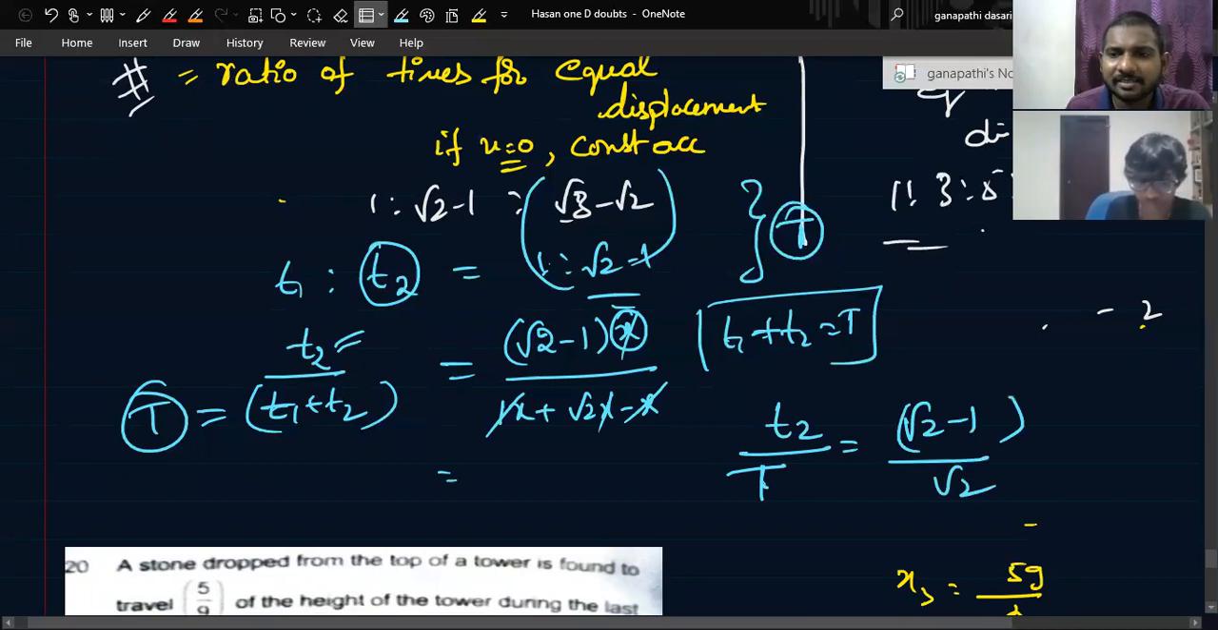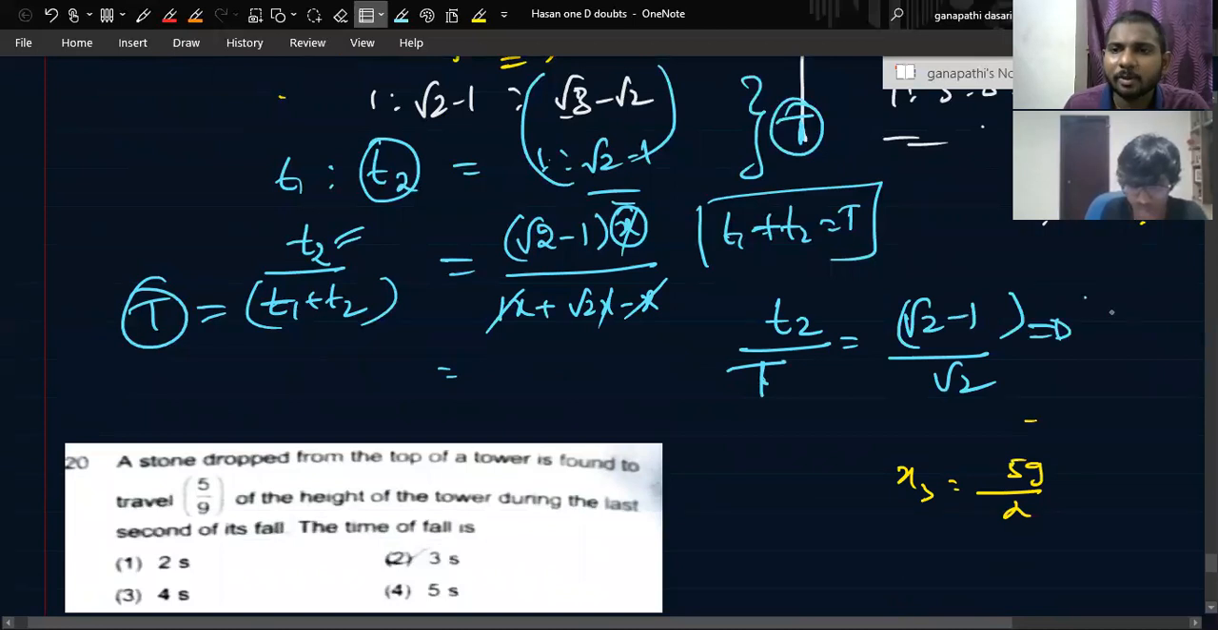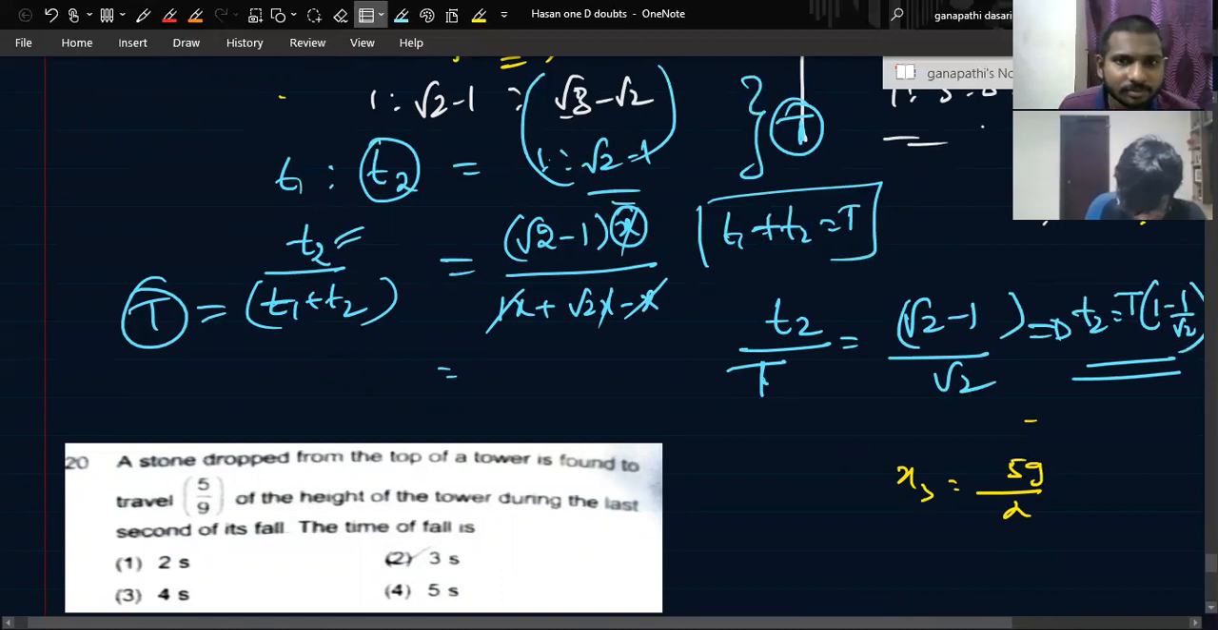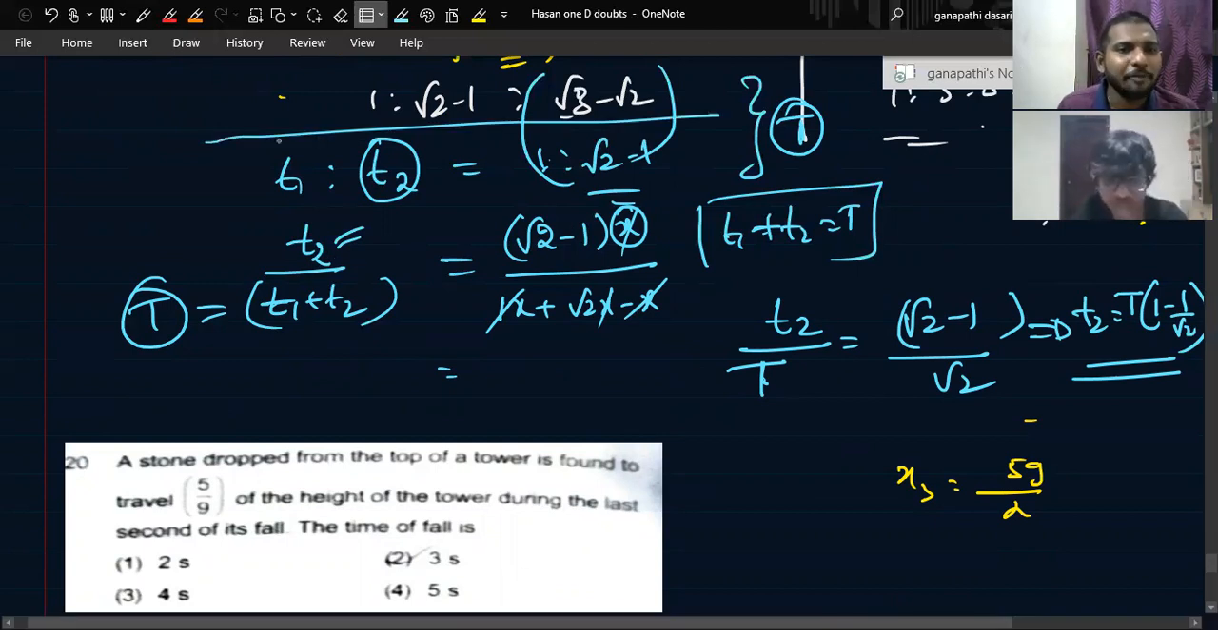You got this, Hassan? Yes, sir. So what is the answer? T2 is equal to capital T into 1 minus 1 by root 2. Got this answer, Hassan? Just if you know the result I explained, it looks like a bigger question. But if you know the result, how much time will it take? 10 seconds or 20 seconds, according to your understanding speed. Quickly you can complete any question of this sort.